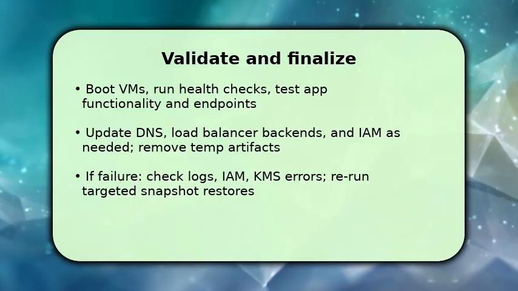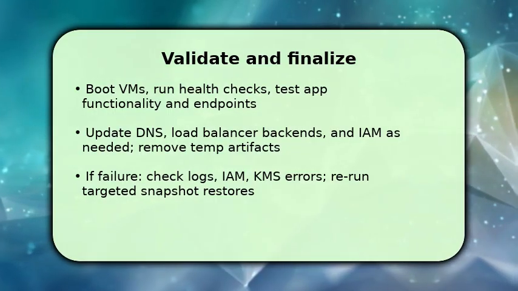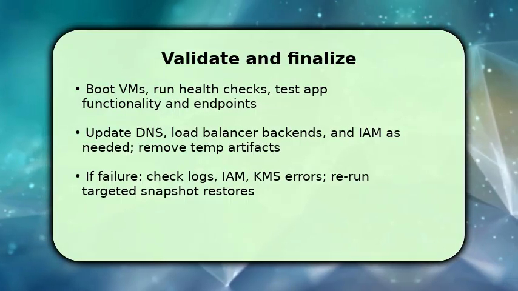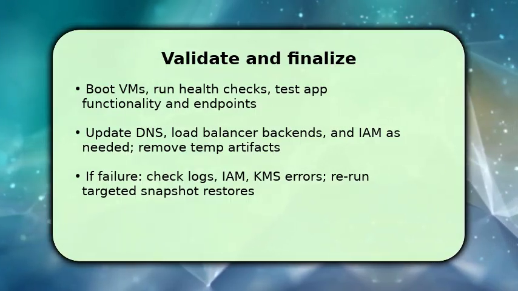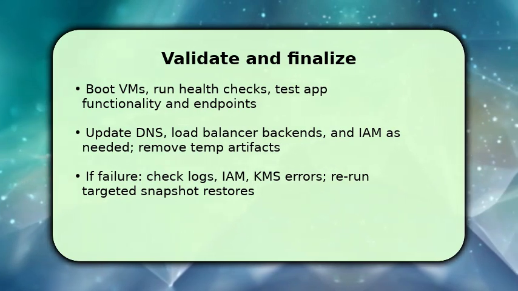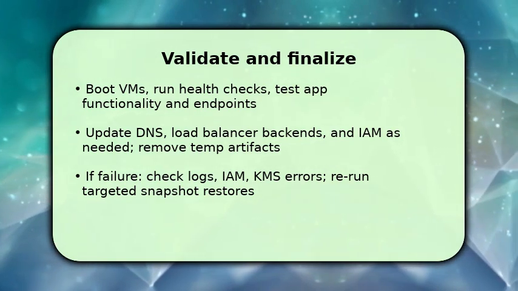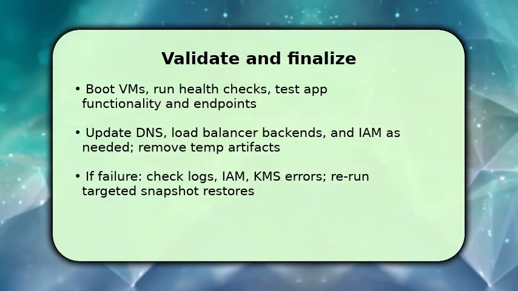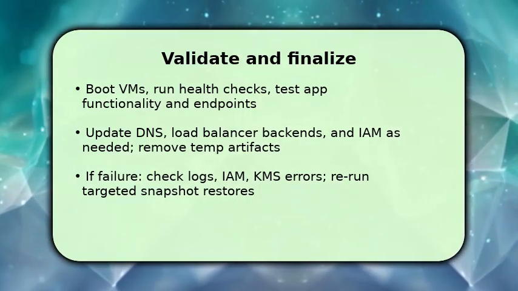to control costs. If anything goes wrong, first inspect cloud audit logs, gcloud error output, and KMS permission messages. Common fixes include reassigning service account roles or restoring a different snapshot. If an immediate fix fails, roll back and retry the target.